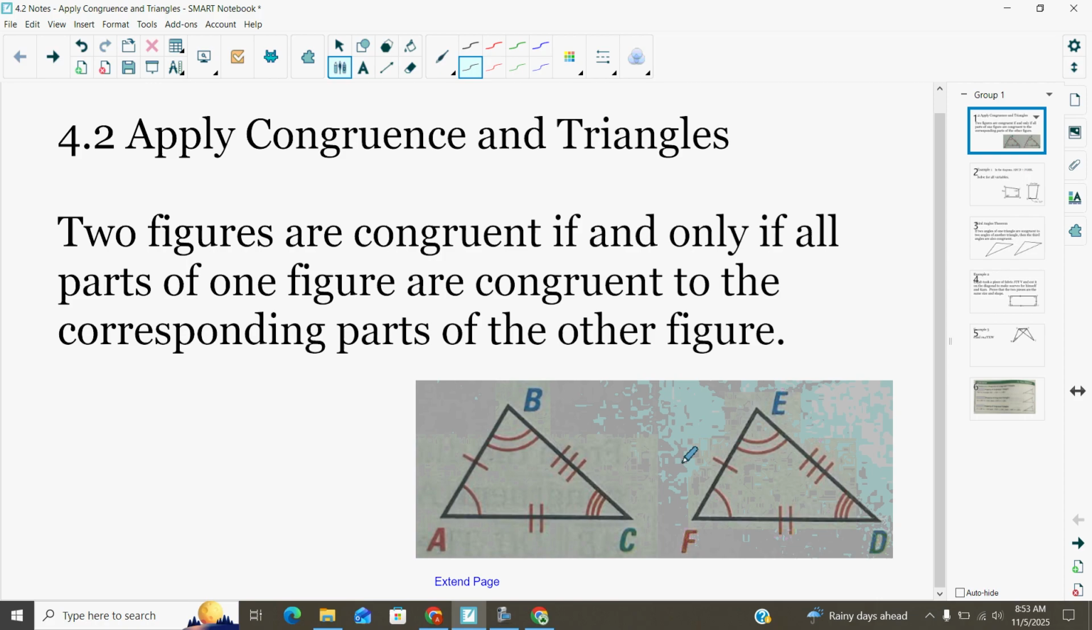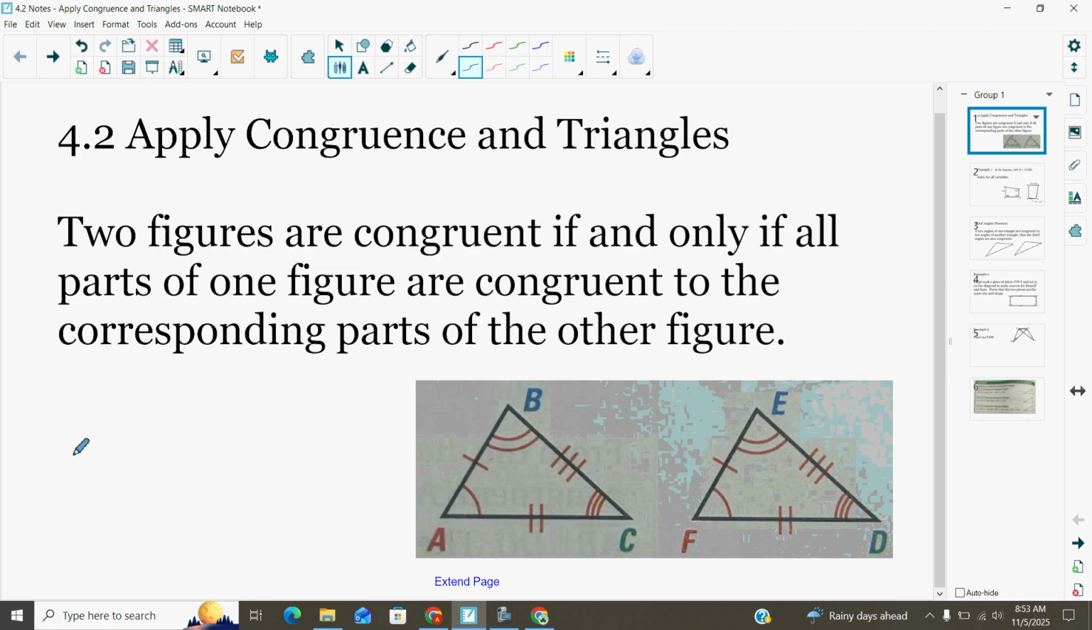So here we have two triangles. Notice the measure of angle A and the measure of angle F are the same. The measure of angle B and the measure of angle E are the same. The measure of angle C and the measure of angle D are the same. All the angles correspond to congruent parts of the other triangle, and also the segments are congruent as well. Segment AB is congruent to segment FE. BC is congruent to ED. Segment AC is congruent to FD.